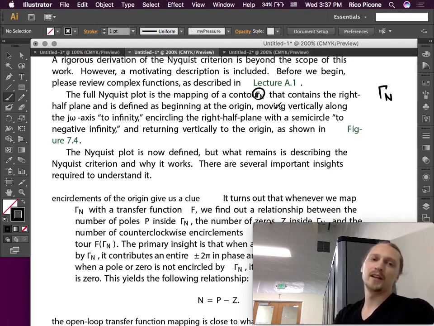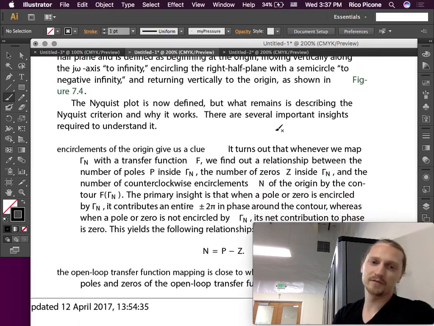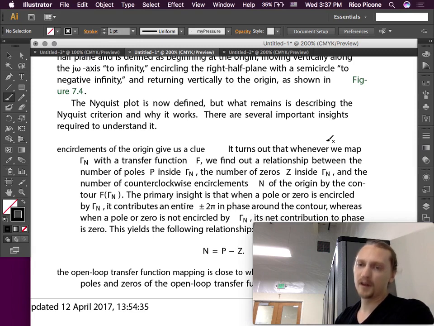So here we go. Here's the first insight: encirclements of the origin give us a clue. Whenever we map gamma n with a transfer function f, we find a relationship between the number of poles inside gamma n, the number of zeros inside gamma n, and the number of counterclockwise encirclements n of the origin by the contour f of gamma n. So there's this relationship that emerges.